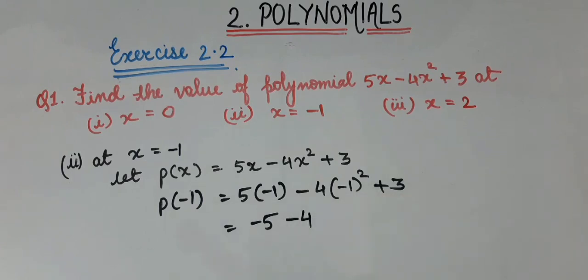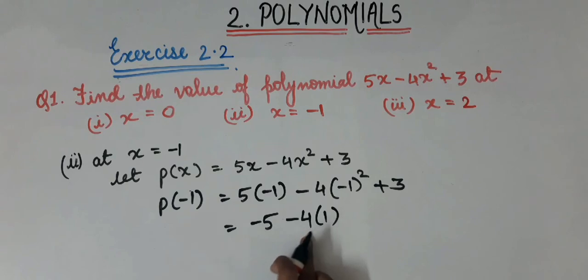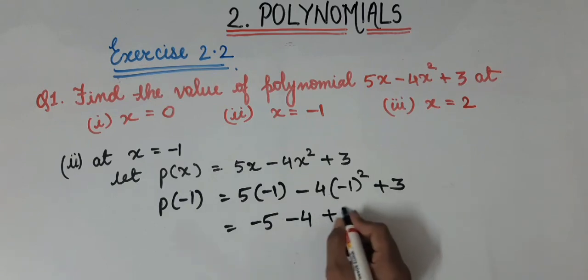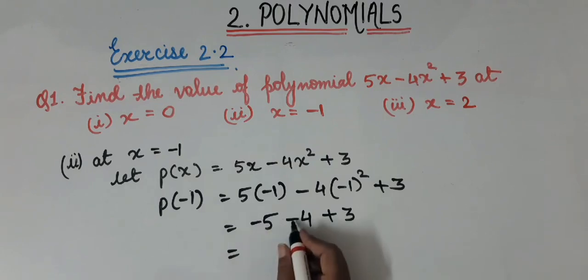Minus 4, minus 1 square is 1, minus 1 into minus 1 will be plus 1. So minus 4 into 1 is nothing but minus 4. Plus 3. So minus 5 minus 4: same signs are there, so you will add 5 plus 4, 9, but you will give a negative sign.